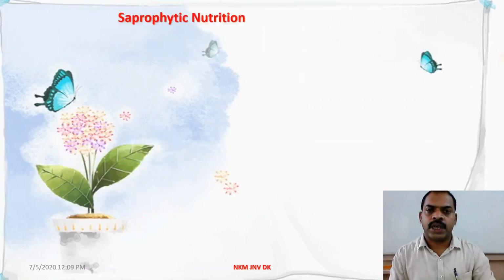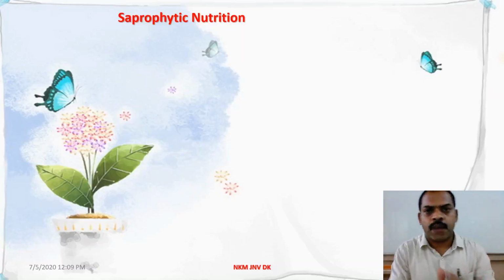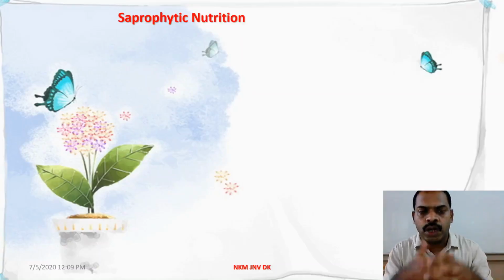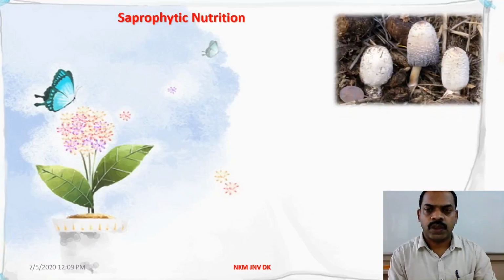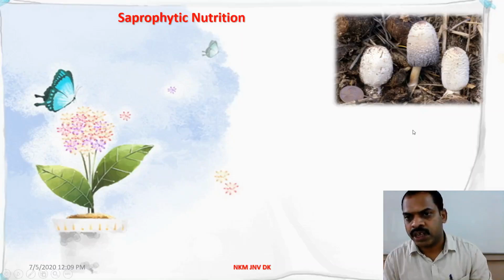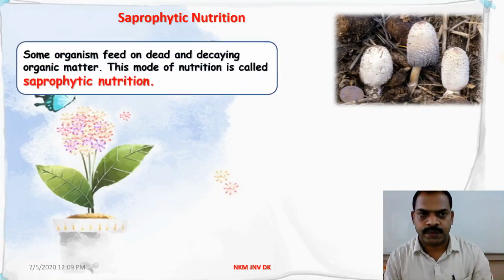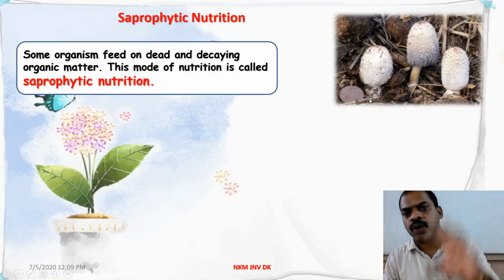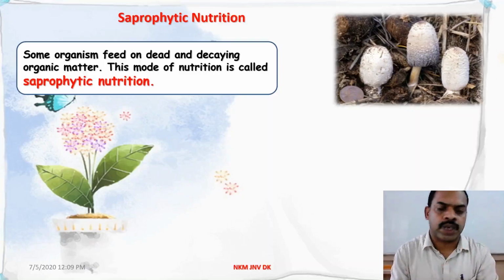So now we have seen photosynthesis. Now let us see the saprophytic mode of nutrition, part of the heterotrophic mode of nutrition. Saprophytes, as you are seeing in this fungi, we can see growing in areas where plant parts are decaying or decomposing. The organism that feeds on dead and decaying organic matter is called saprophytic nutrition.